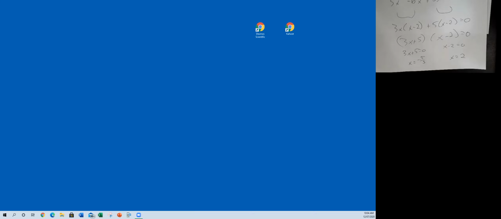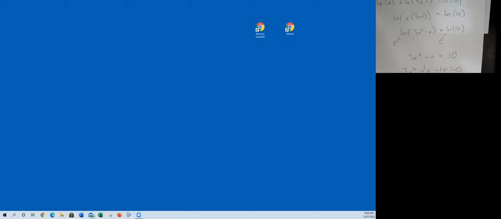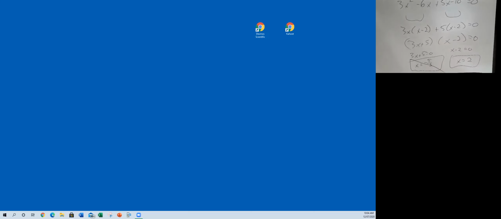So, questions on this one? Which of these work? That's the next thing we need to look at. So these are solutions, but AKA potential solutions, not bona fide solutions yet. How do we see if they work? We have to go plug them back in. Right away, I'm just going to say it. This one's not going to work.